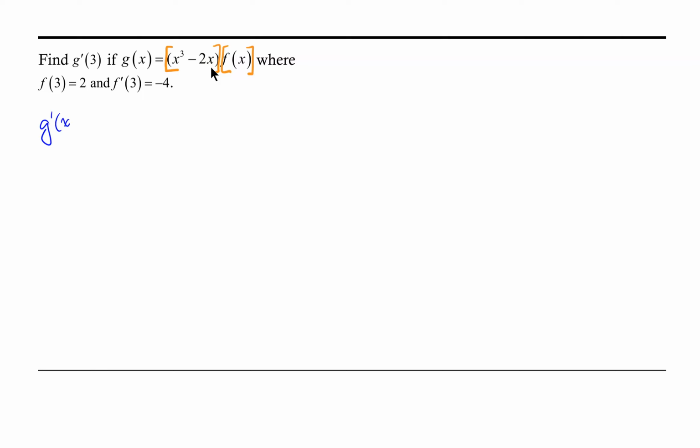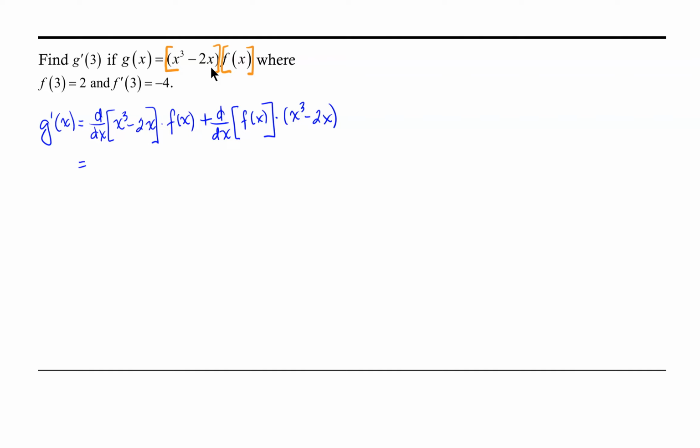So g prime of x is going to be the derivative of x cubed minus 2x, so the derivative of the first function times our second function, which is f of x, plus the derivative of our second function, so the derivative of f of x, times our first function, which is x cubed minus 2x. So that's setting up the product rule. Now let's go ahead and apply it.